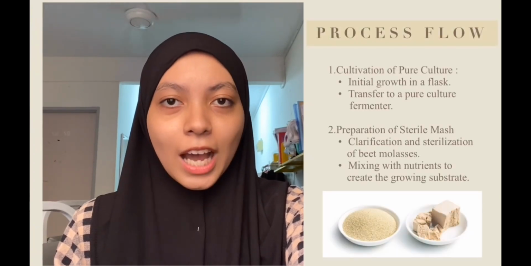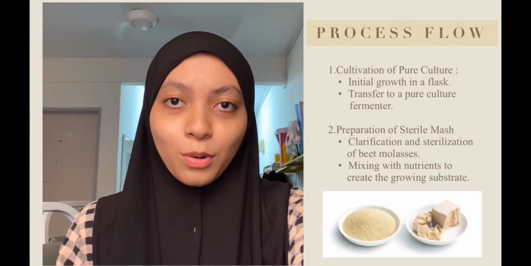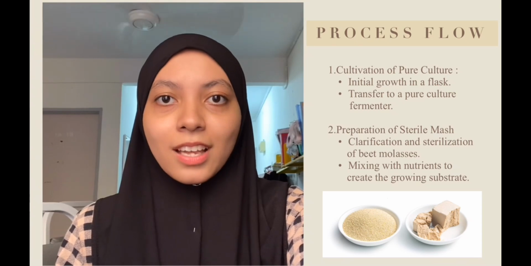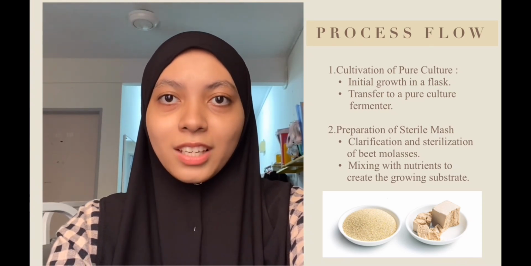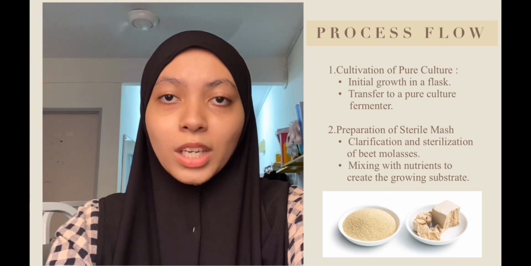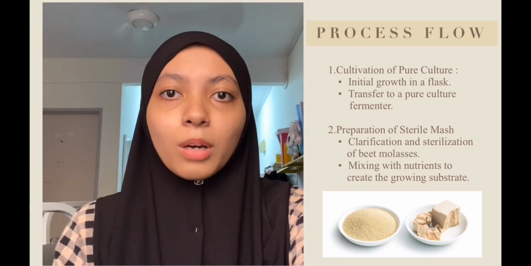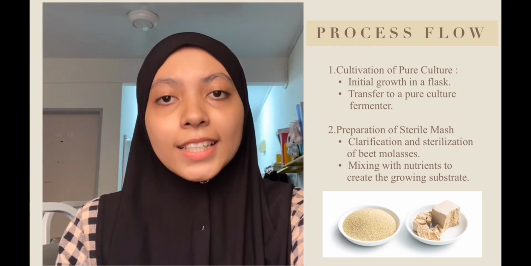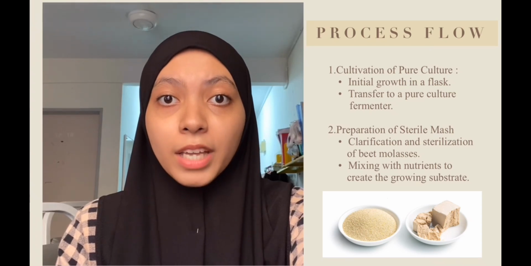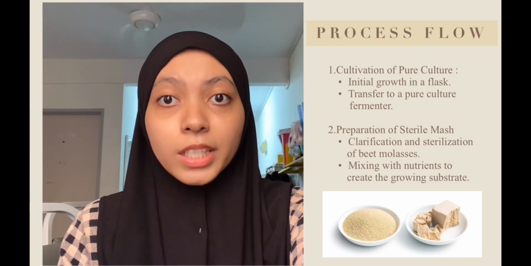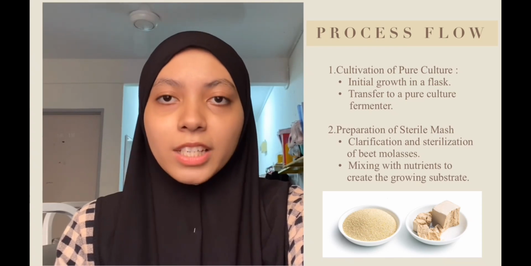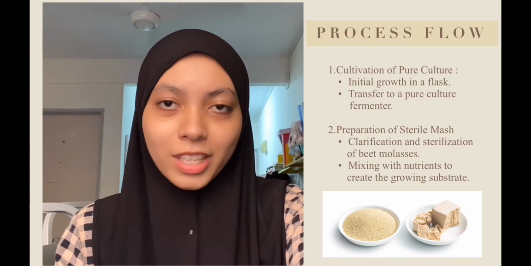Firstly, the project outlines the process flow for producing Baker's yeast. The initial step involves cultivating a pure culture of yeast. This pure culture is first grown in a flask and then transferred to a pure culture fermenter. The next step is preparing a sterile mash, which involves clarifying and sterilizing beet molasses and mixing it with nutrients. This mash serves as the growing substrate for the yeast.